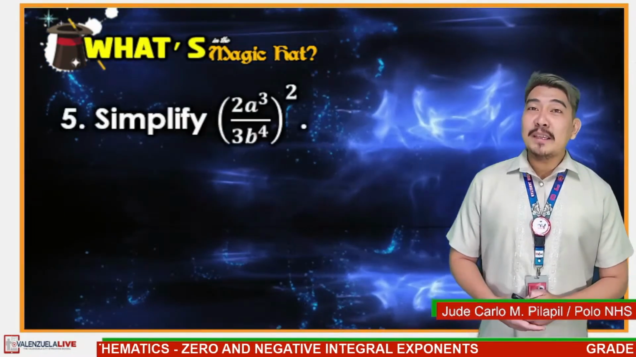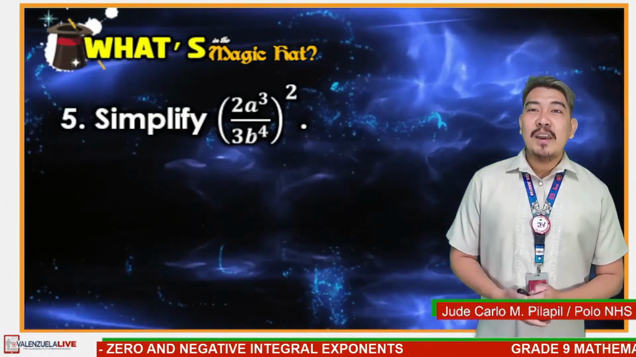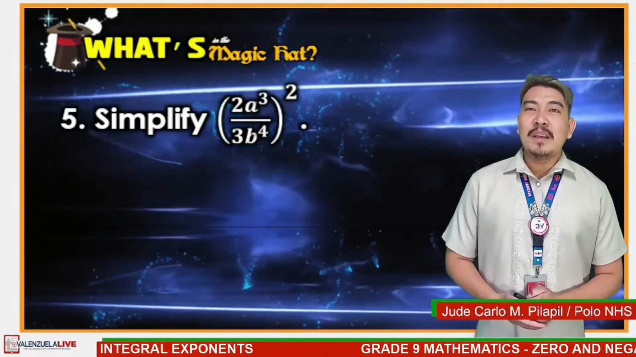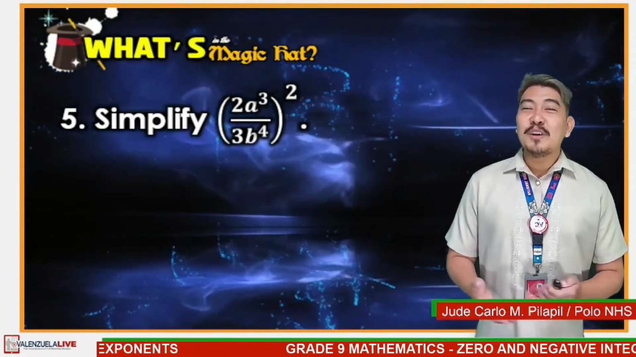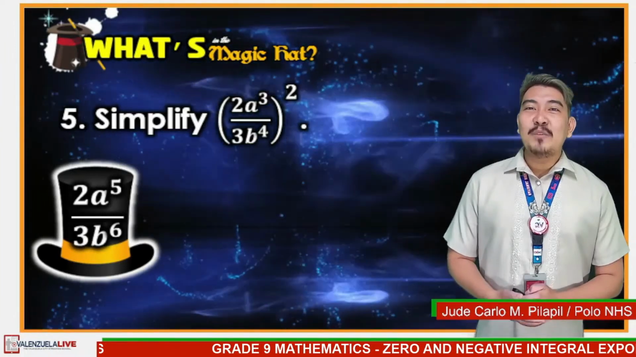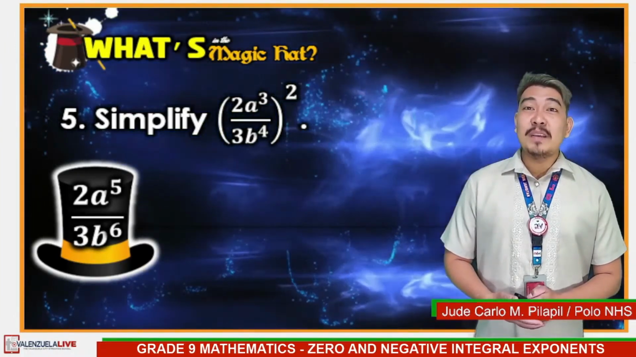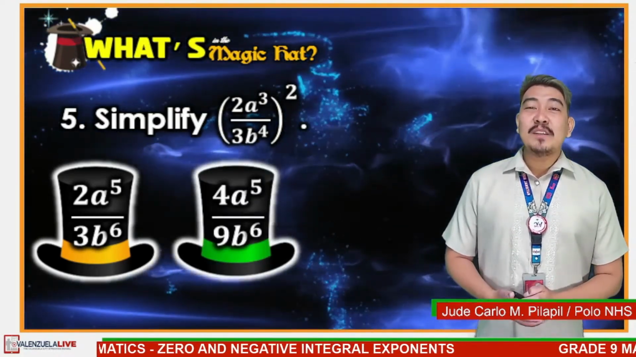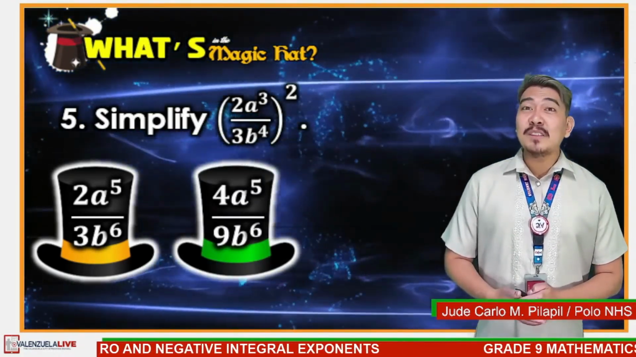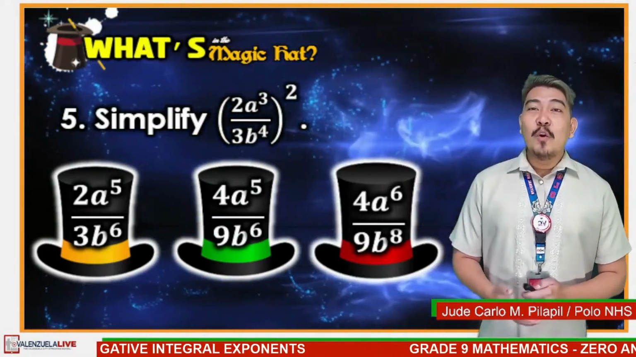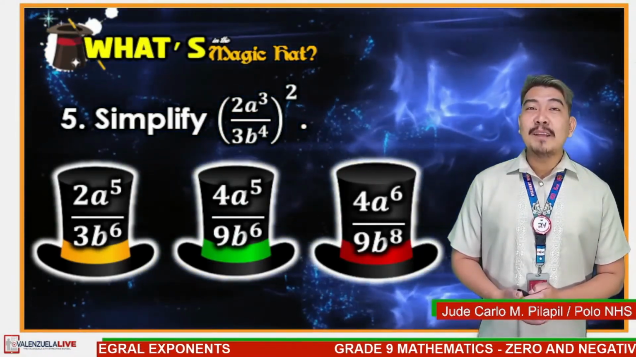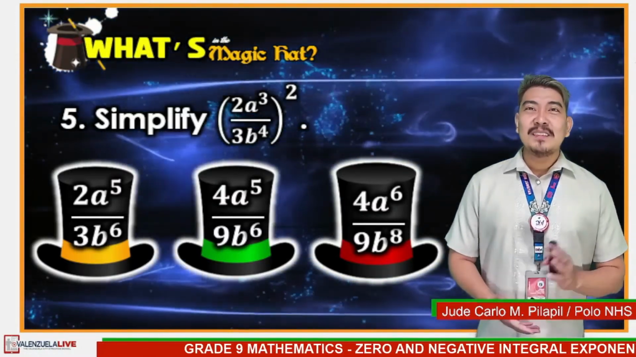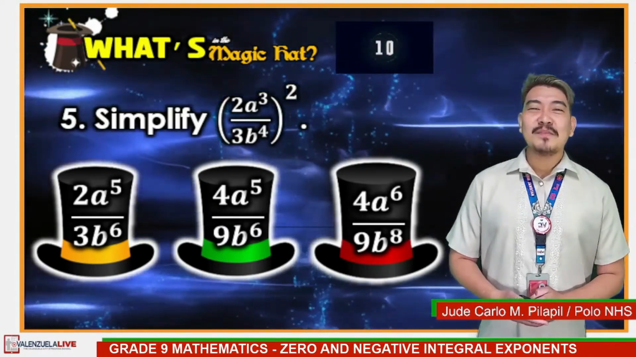Let us go to item number 5. Simplify the square of 2a cubed over 3b raised to 4. For the orange hat, 2a raised to 5 over 3b raised to 6. For the green hat, 4a raised to 5 over 9b raised to 6. And for the red hat, 4a raised to 6 over 9b raised to 8. What is your answer? Timer starts now.